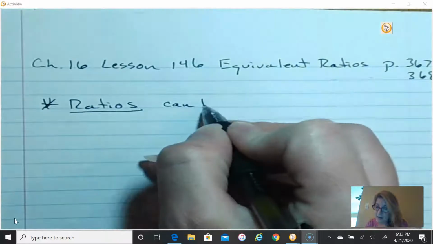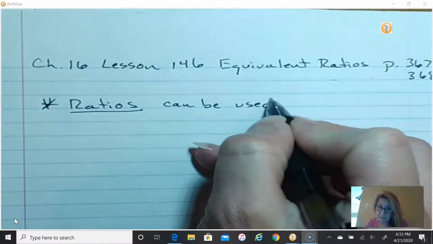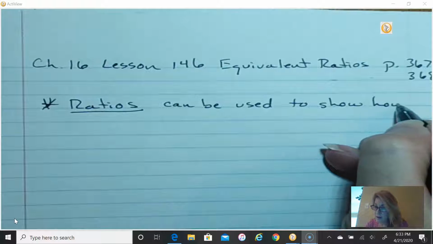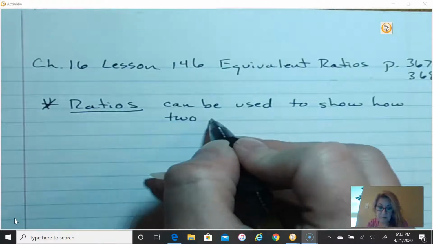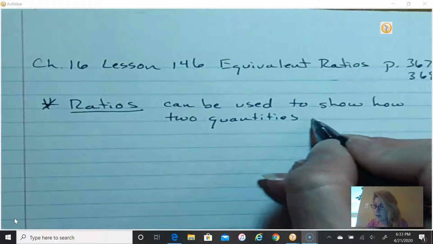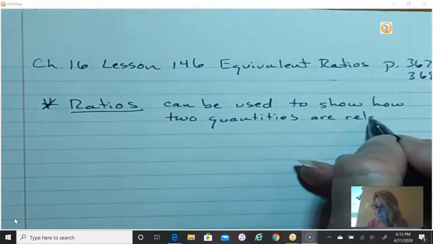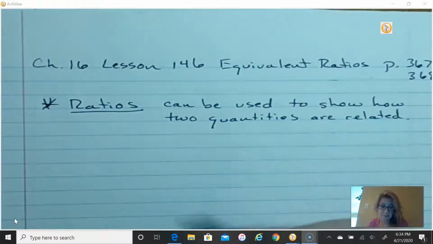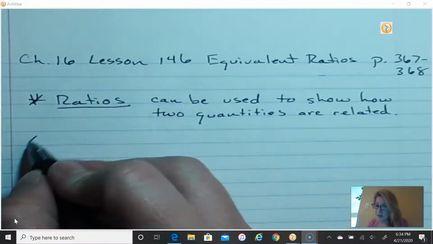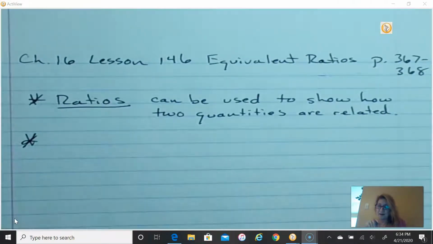They can be used to show how two quantities are related. Okay? How two quantities are related. By the way, today's work, once we start doing the work, you're going to recognize it because y'all have already done it this year.